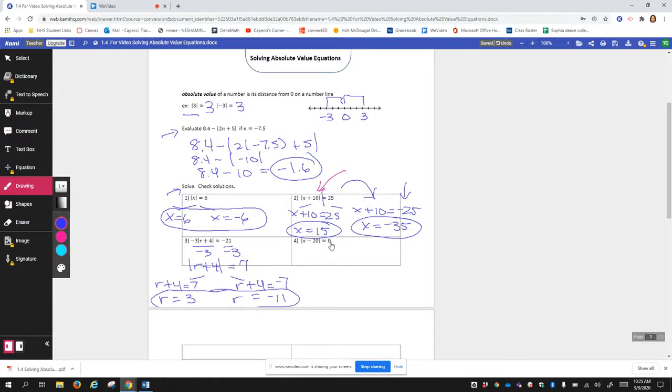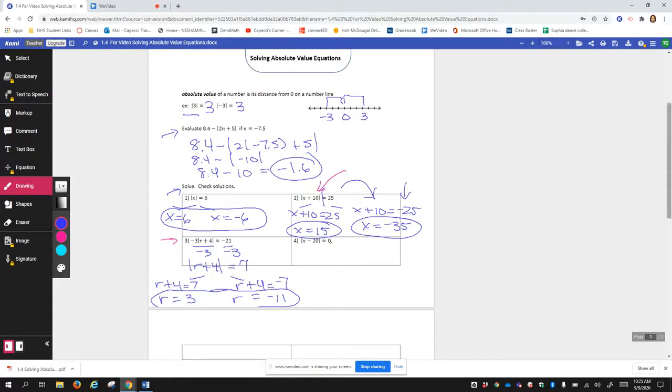Now again, if I substitute that back in here, I would get a true statement. So in parentheses, it would be 3 plus 4, which is 7. Absolute value of 7 is 7 times negative 3 would give you negative 21. Same thing here. r is equal to negative 11. So I substitute that back in, and my r would be negative 11 plus 4, which is negative 7. Absolute value of negative 7 is 7 times negative 3 gives me negative 21. So checking is always a good idea.